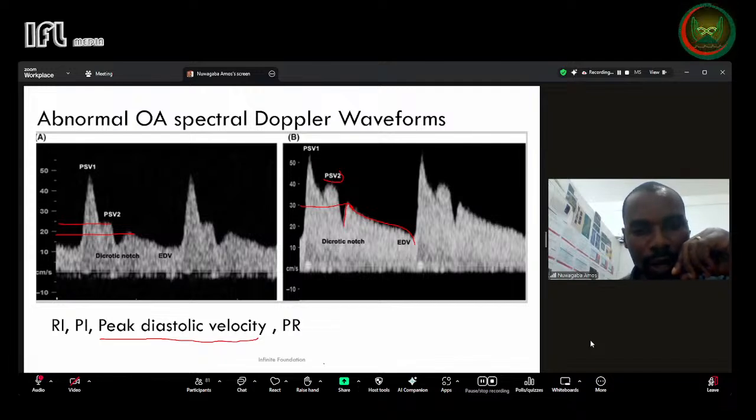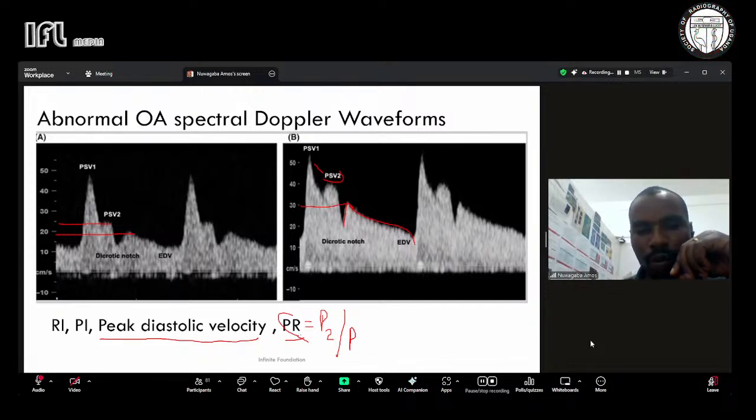And this means that when you calculate the peak ratio, because this is raised, and in most cases even PSV1 would be raised, but peak systolic velocity 2 is more raised, you will have the second peak high over the first peak, and this will be abnormal, this will be low. So in the abnormal waveforms, we usually have reduced peak ratio, which is a feature of hyperperfusion, like happens in preeclampsia.